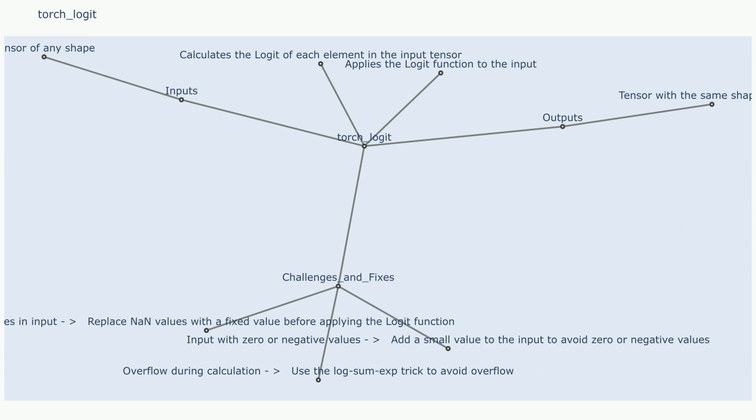Fixes to challenge 2 to interpret logit values: you can apply the sigmoid function, which is the inverse of logit, to obtain the probability values. This allows you to convert back to a range of 0 to 1 that is more interpretable. You can also use other techniques like scaling or normalization to make logit values more understandable.